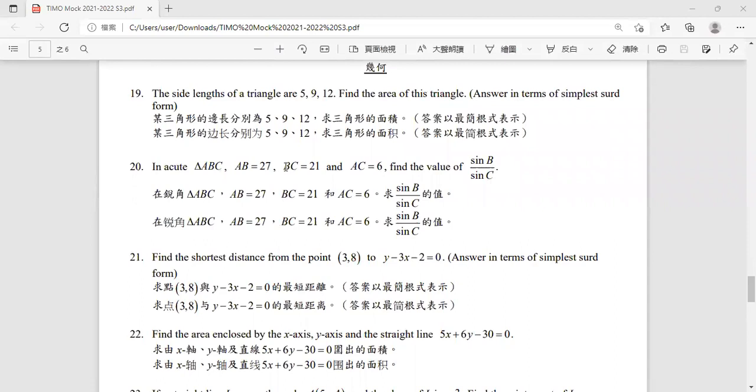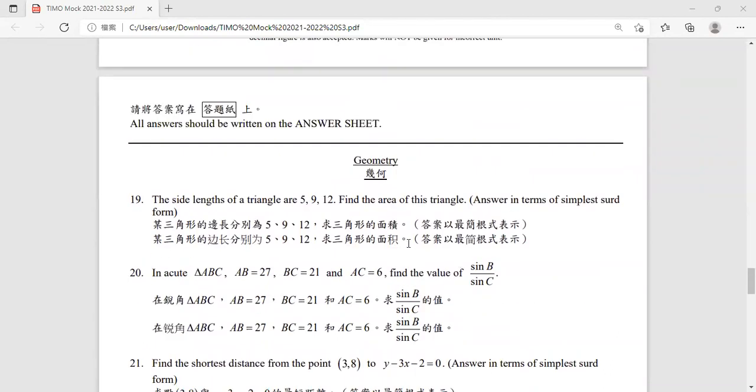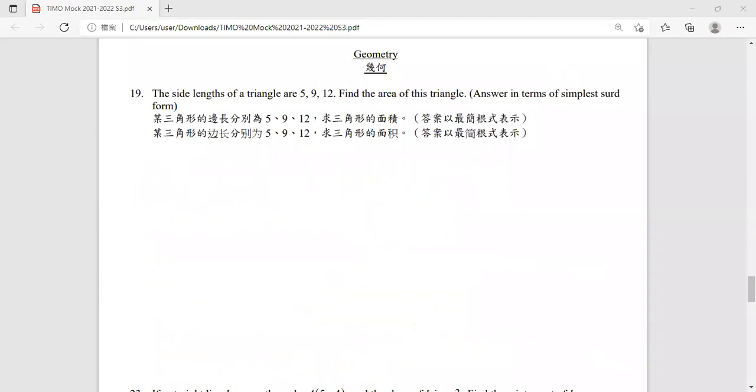Okay, 19. Now the sides of the triangle are 5, 9, 12, and 5, 8. Of course, you can use Heron's formula. Do anyone know how to use that? Do you know? You use this formula, it's okay.